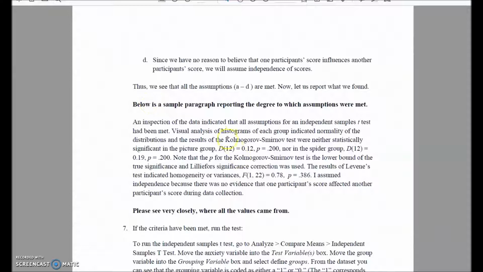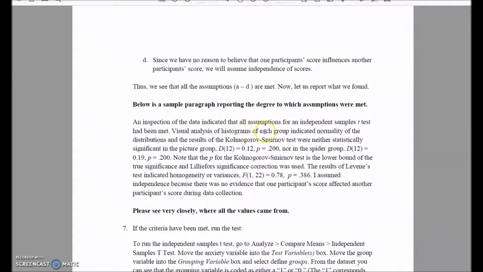An inspection of the data indicated that all assumptions for an independent sample t-test have been met. Things to notice: it is an independent sample t-test, and t is italicized. When you do yours, is the test that you got an independent sample t-test or a dependent sample t-test?